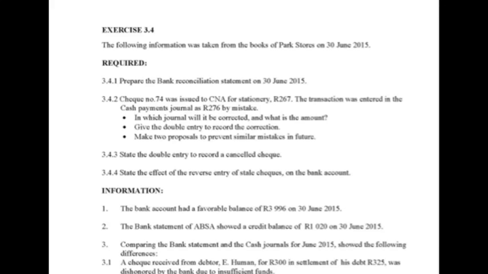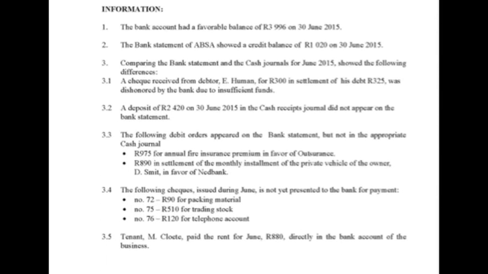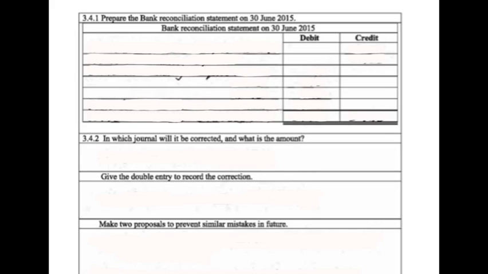Exercise 3.4. Let's analyze the books of Park Stores. So required, we need to prepare the bank reconciliation statement on the 30th of June 2015. And then there's 3 more questions to answer. Information: the bank account had a favorable balance of 3,996 on the 30th of June 2015. So we can put that into our reconciliation statement.